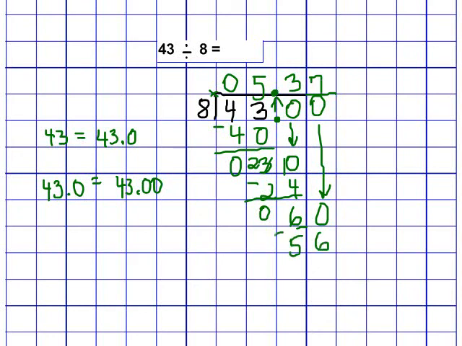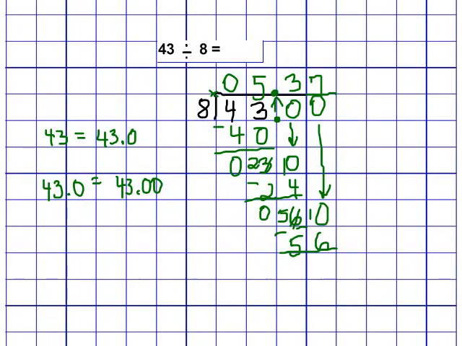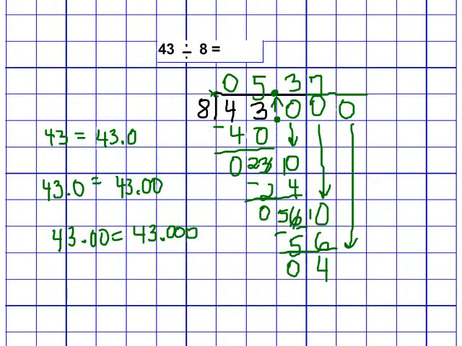I will subtract that, regroup, comes a 5, then a 10 take away 6 is a 4, and 5 take away 5 is a 0. Oh, I still have a remainder. Can I keep adding zeros? Will I change the value? No, I will not change the value. So 43.00 is actually the same thing as 43.000. I can very simply add on another 0, extend this division problem, bring it down.